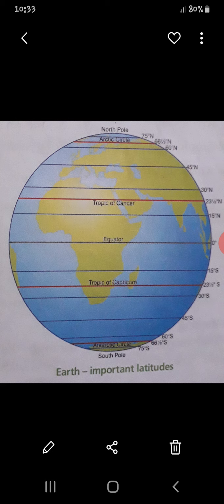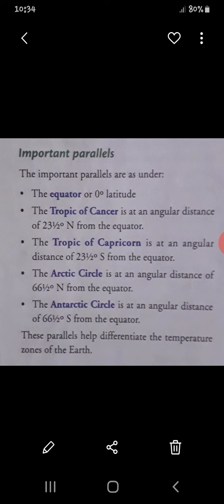Now you have important parallels of latitude. The most important one, first, is the equator, which is 0 degree latitude. Equator is also known as the longest latitude. Then you have the North Pole and the South Pole besides the equator, which are 90 degree north and 90 degree south.